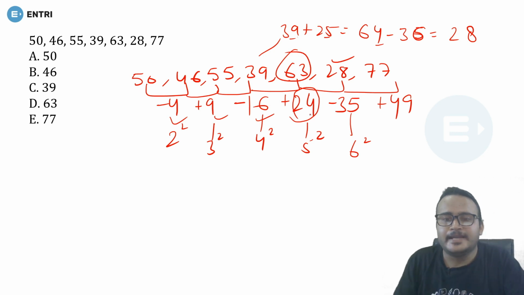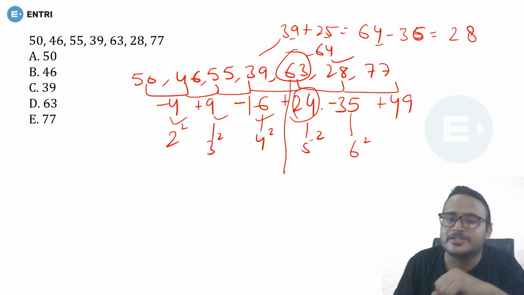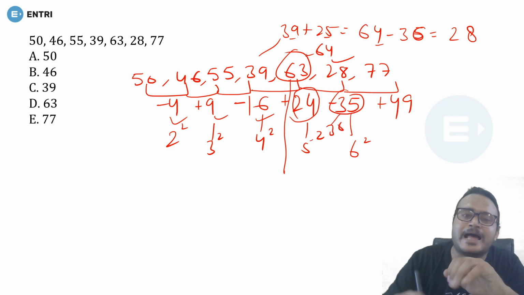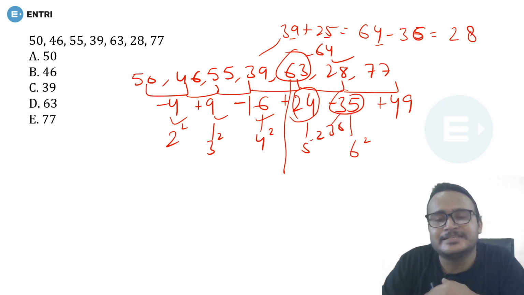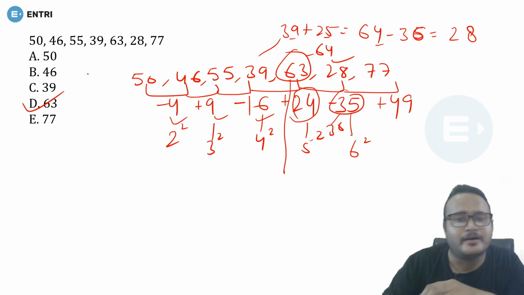So guys, if you write here 64 rather than 63, your series must be correct, because 64 minus 36 is 28. So you must have 64 rather than 63 in the given series. So guys, you can mark 63 as the right answer.